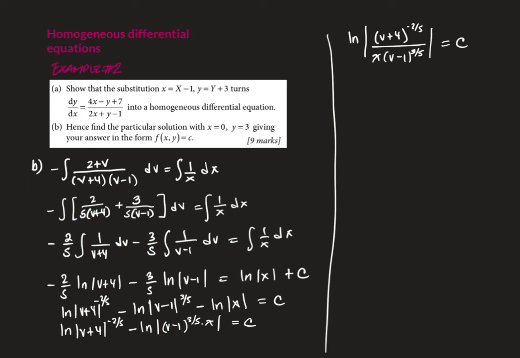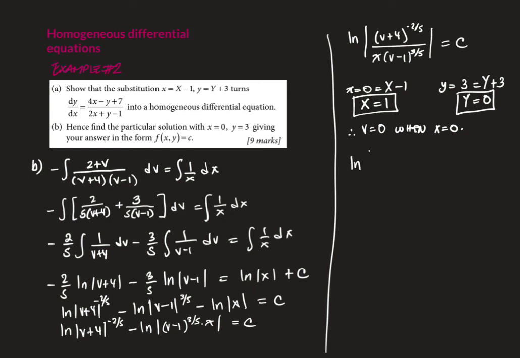And now we're going to use the initial condition to find the value of c. When x is 0, y is 3 means for small x to be 0, big X minus 1 is going to be 0. That means big X is equal to 1. And for y equals 3, that means big Y plus 3 has to be 3. That means big Y is equal to 0. Then if this is the case, then the variable v is going to be 0 when x is equal to 0. So the substitution becomes ln absolute value of 4 to the power of minus 2/5 over 1 times 0 minus 1 to the power of 3/5 is equal to c. This is ln of minus 1 over 4 to the power of 2/5.